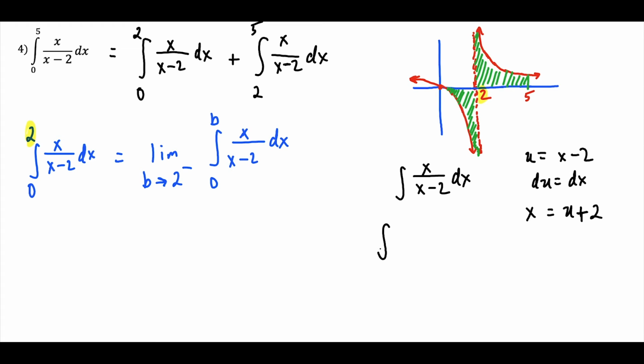So when we plug everything in, now we're going to have x is equal to u plus 2. X minus 2 on bottom is equal to u, and dx is just equal to du. And what this allows us to do is now we could divide each term by u. We have u over u is equal to 1 plus 2 over u.